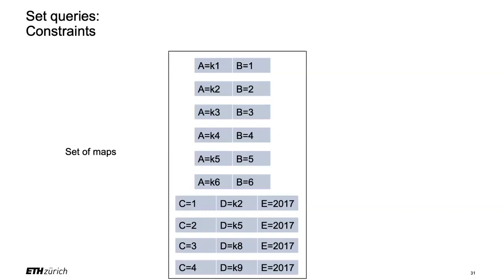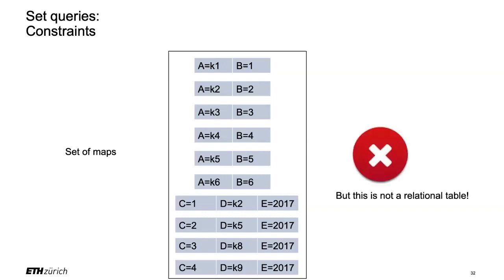But do you see the problem here? Do we have relational integrity? We don't, because these 10 maps, they don't all have the same support. 6 of them have AB and 4 of them have CDE. So it means that we don't have closure.